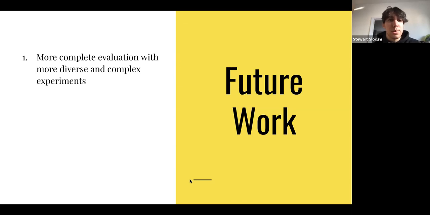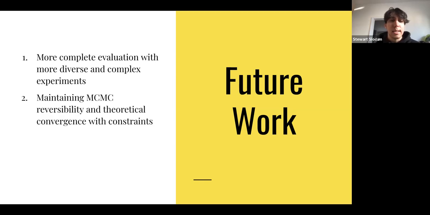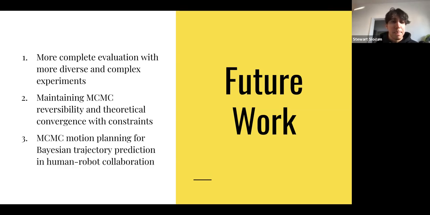Most importantly is a more complete evaluation with more diverse and complex experimental environments. Second, in handling constraints, we perform a projection step, which causes us to lose the technical condition of reversibility and theoretical convergence. It would be interesting to see how we could restore these with more advanced methods. Lastly, the direction that we are most excited about is in using our motion planning algorithms for Bayesian trajectory prediction and human-robot collaboration problems.